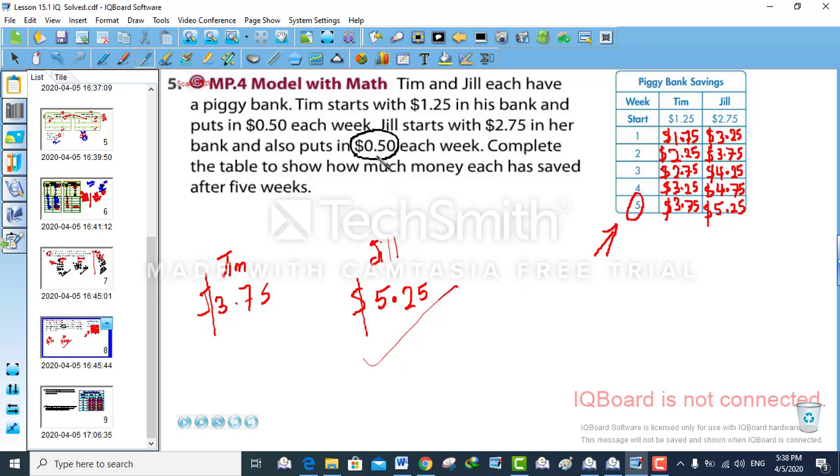We have here 0.50 multiplied by 5 weeks. So this will give you what? Yes, exactly, 0.50 multiplied by the 5 will give you 2.50 for the decimal point. So just add 2.50 over the start, which is 1.25. When you add 2.5 and 1.25, this will give you 3.75. When you add the other one, 2.75 plus 2.50, this will give you $5.25. Okay.